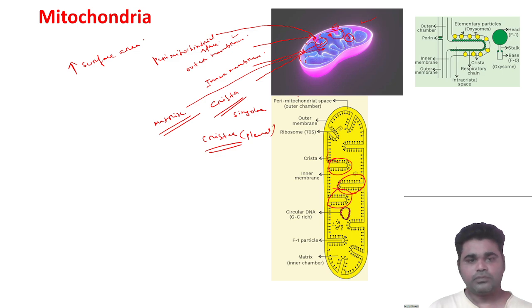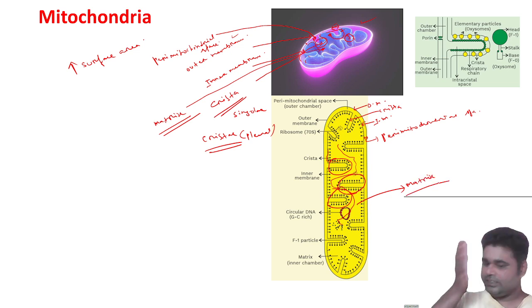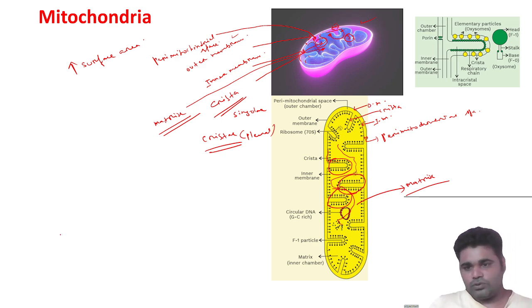Okay, so here is the outer membrane, this is the inner membrane, this is the cristae part, and the space between the outer and the inner membrane is called the perimitochondrial space, and the inside part is called the matrix. Okay, this is very, very important. So now come to the crista part.